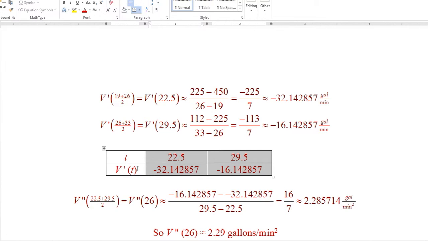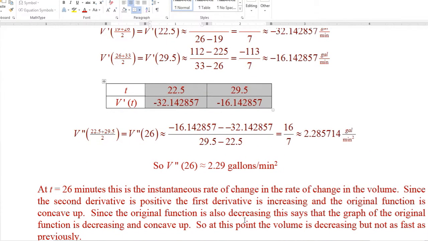So notice the units of v prime of t will be the units of v over the units of t, so that's gallons over minutes, gallons per minute here. t is minutes. So now for the units of v double prime, it's gallons per minute divided by minutes again, which we can write as gallons per square minute. So it's gallons per minute per minute.